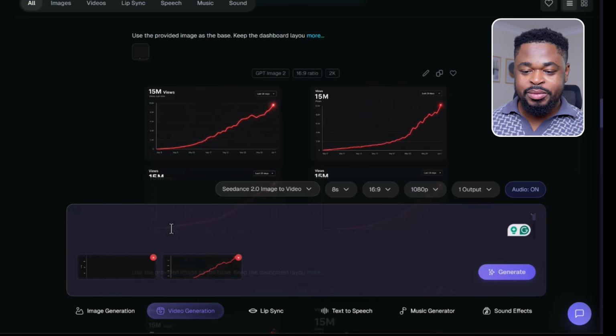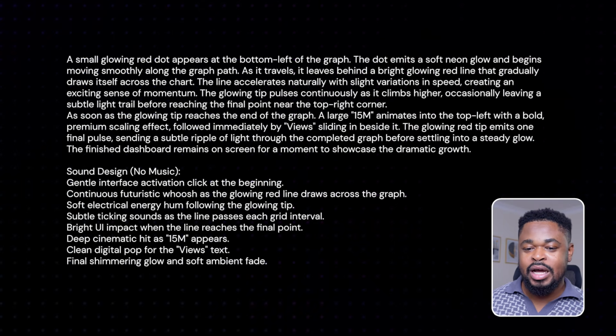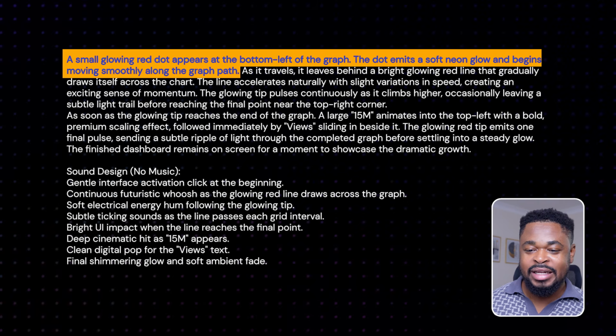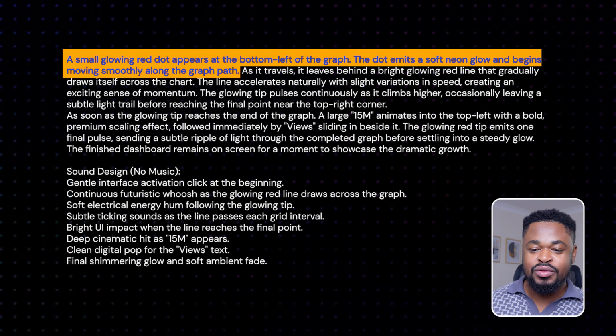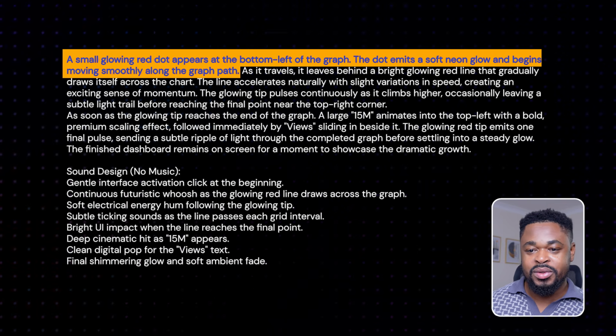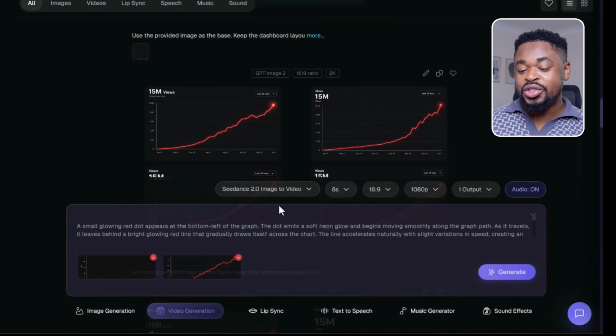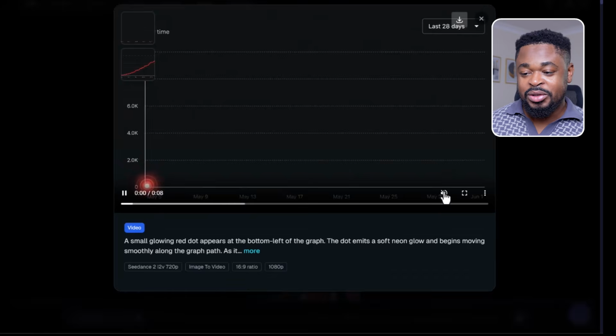We are going to enter this prompt here, and you can see the prompt just shows what's going to happen. A small glowing red dot appears at the bottom of the graph, and then the dot emits a soft glow and begins to move smoothly along the graph part, and then boom, it shows the number of views. Once we have that, we ensure that we are using image to video, which uses first and last frame, because this is very critical for this type of animation we want to create. We set the time and then the aspect ratio and generate. Now we have a very good video.